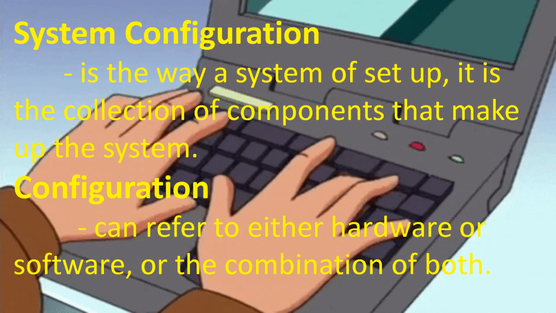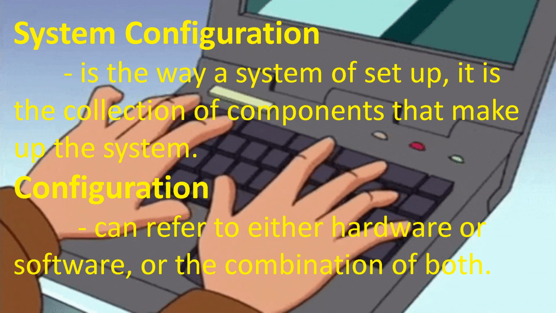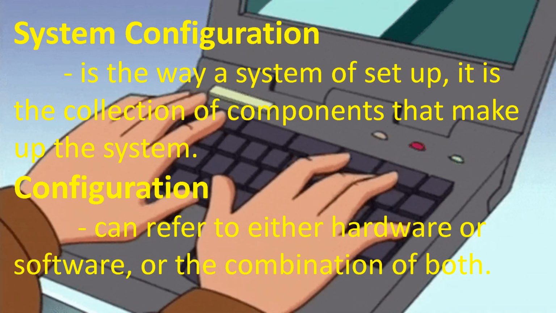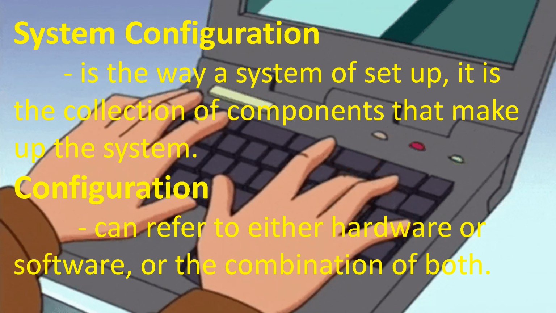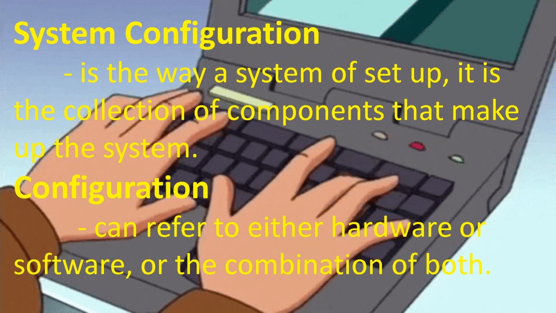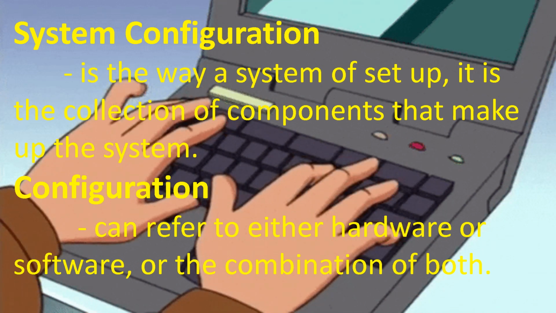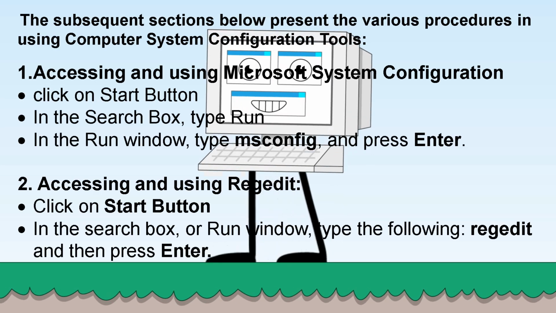System configuration is the way a system is set up. It is the collection of components that make up the system. Configuration can refer to either hardware or software or the combination of both. The subsequent sections below present the various procedures in using computer system configuration tools.